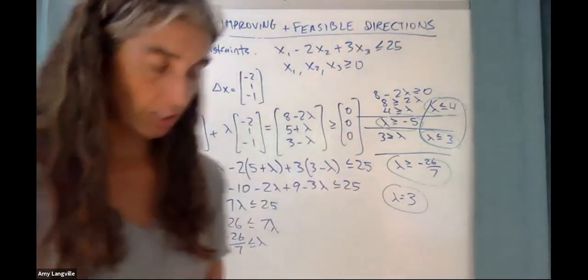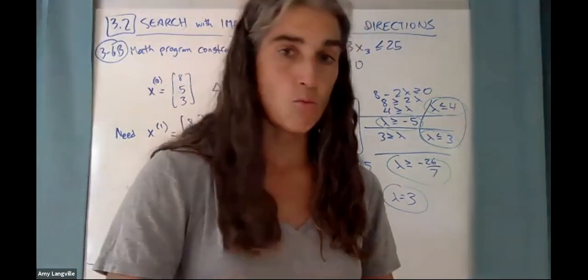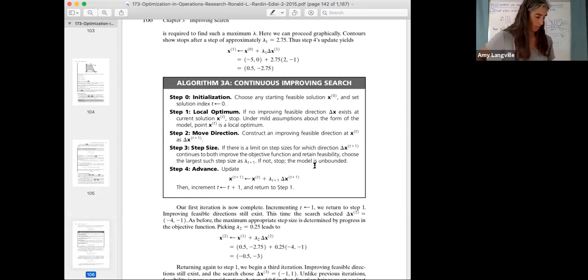Okay, we're going to close this section by looking at page 106 in our books. This algorithm in a box, algorithm 3A. We're going to have several algorithms this semester. This is our first algorithm box, the improving search algorithm. So I want you to pause the video and read that.